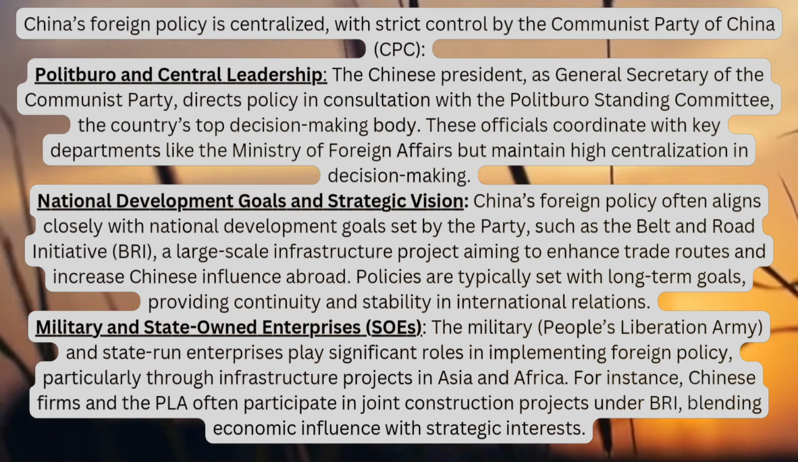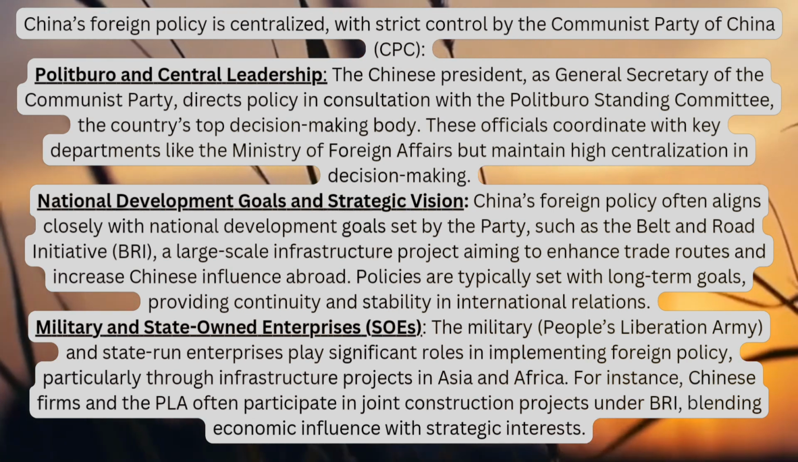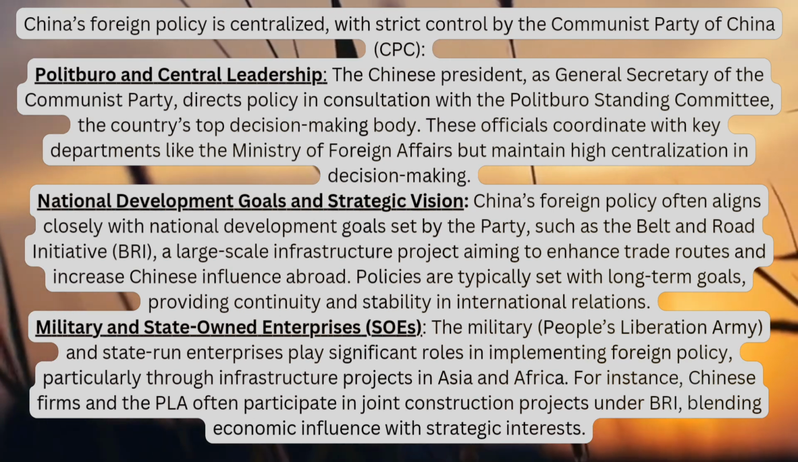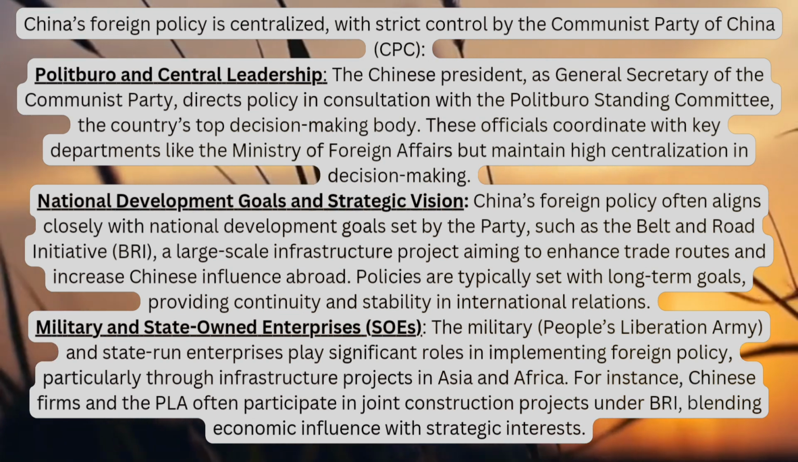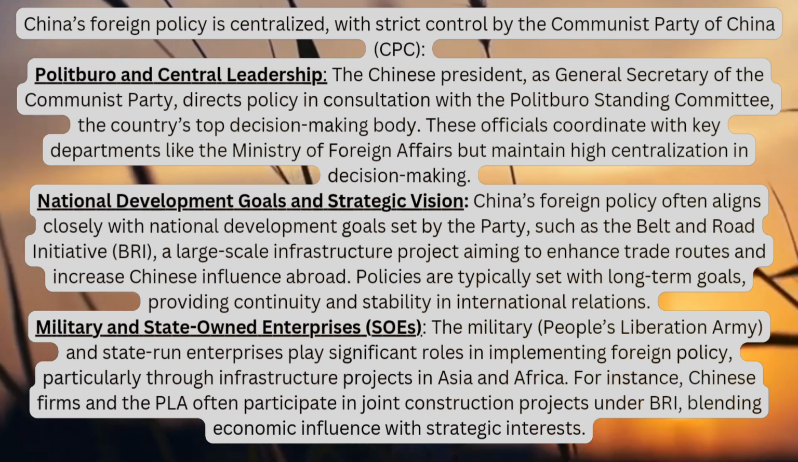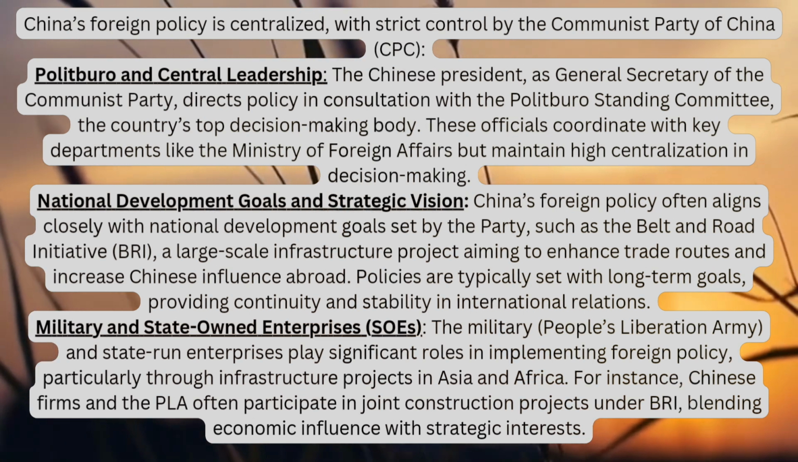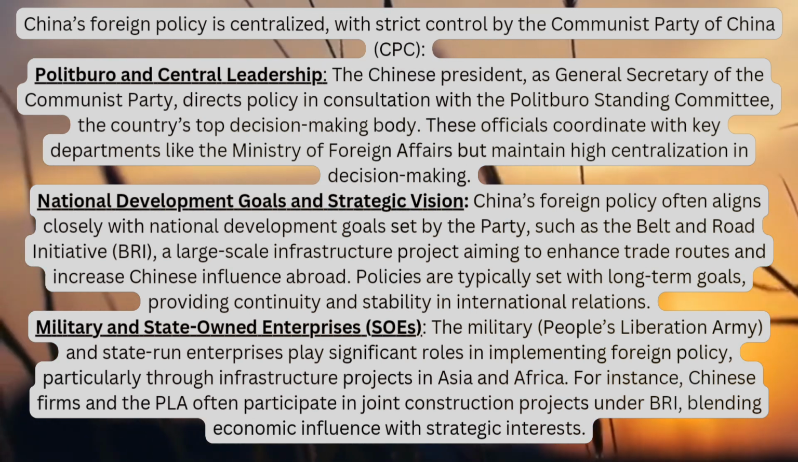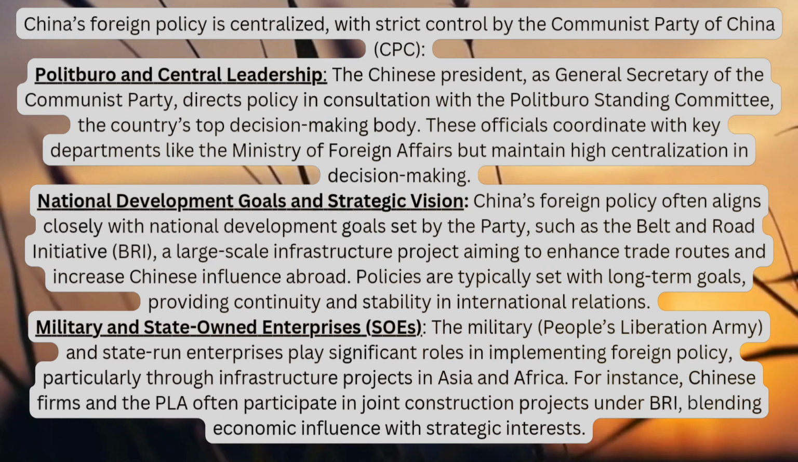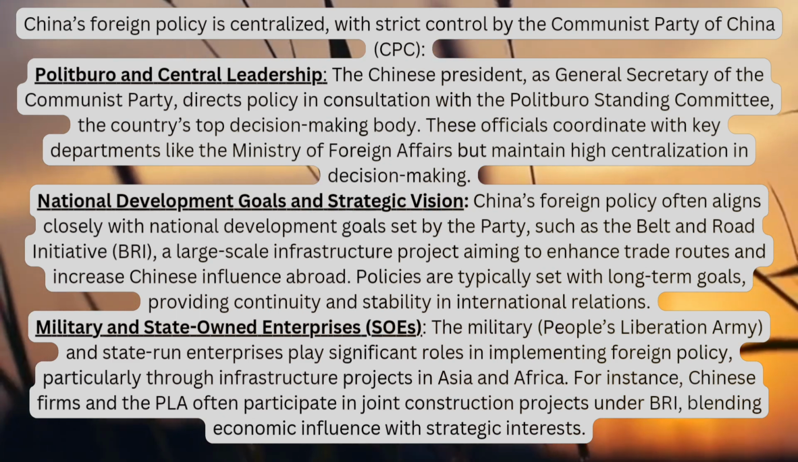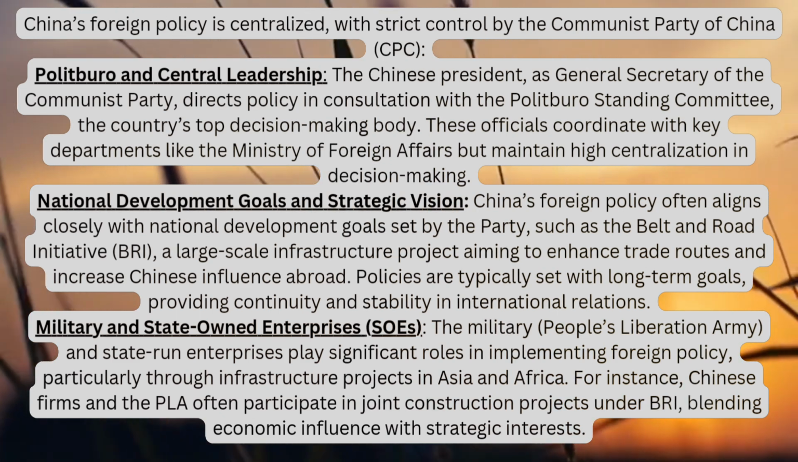Military and state-owned enterprises. The military, the People's Liberation Army, and state-run enterprises play significant roles in implementing foreign policy, particularly through infrastructure projects in Asia and Africa. For instance, Chinese firms and the PLA often participate in joint construction projects under BRI, blending economic influence with strategic interests.